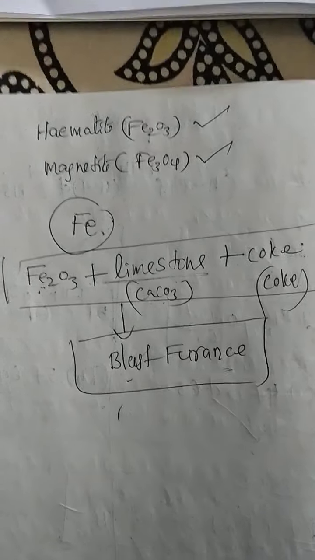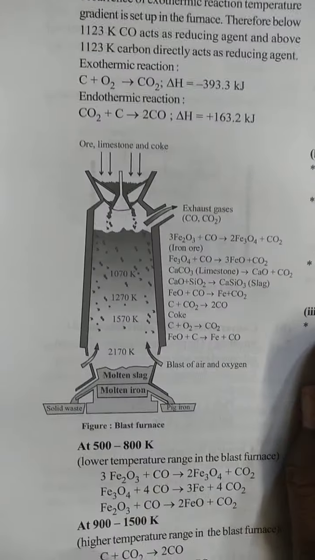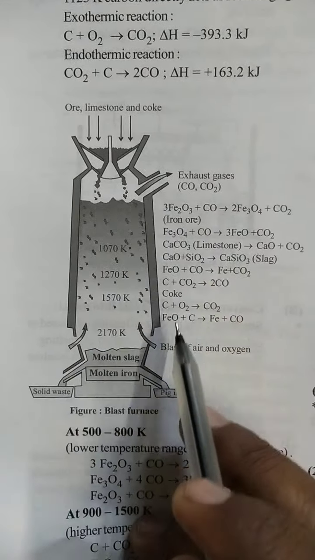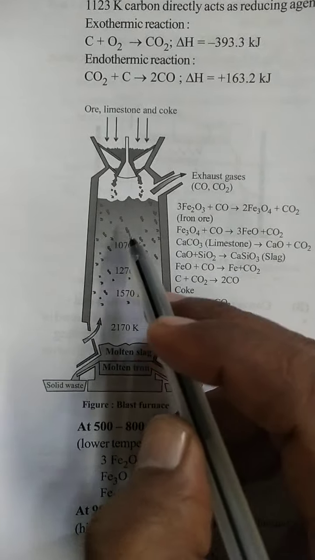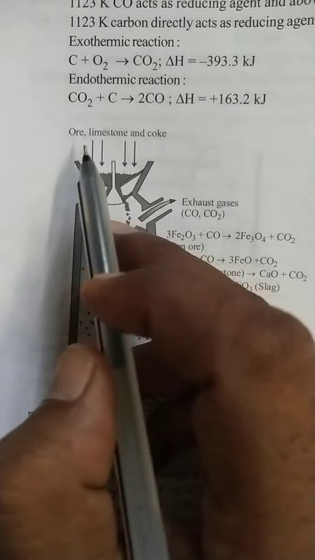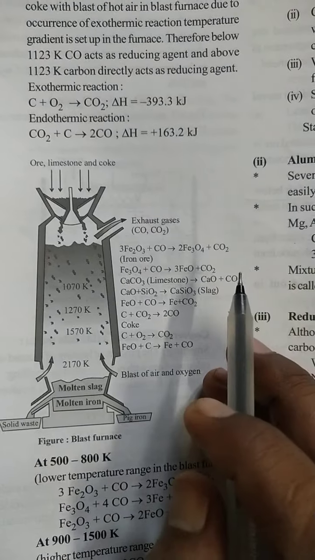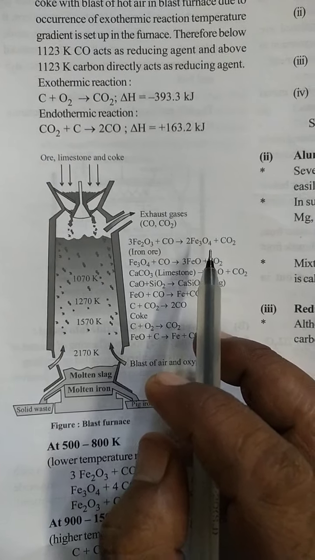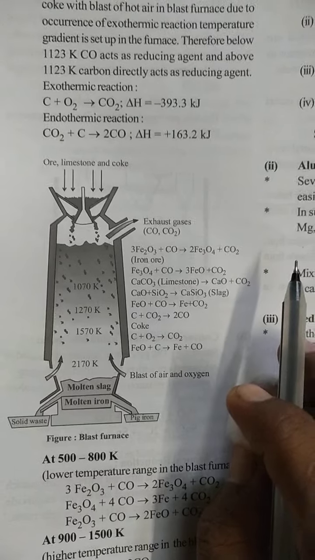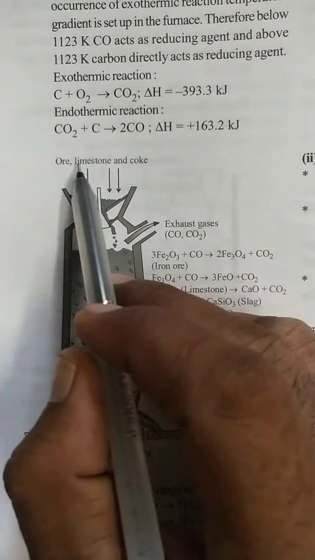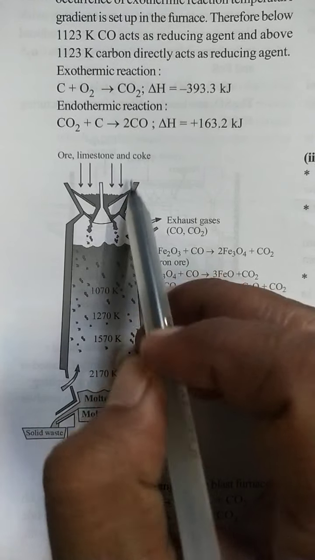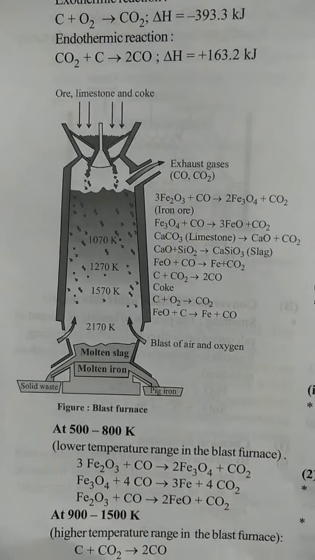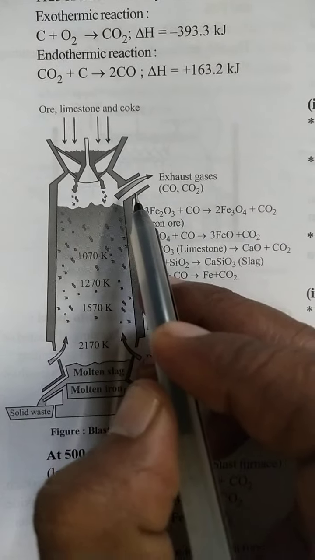See the picture here carefully. This is the blast furnace, my dear students. See carefully, this blast furnace is sealed with bricks. Inside, huge heat is produced. Listen carefully, how do we extract iron from hematite Fe2O3 or Fe3O4? First of all, ore plus limestone and coke are sent through the top of the blast furnace. This is the top of the blast furnace. First of all, these are the exhaust gases.